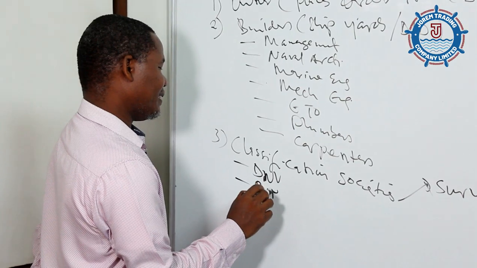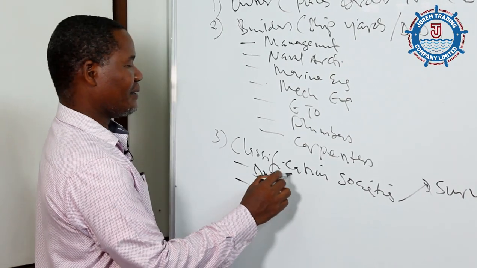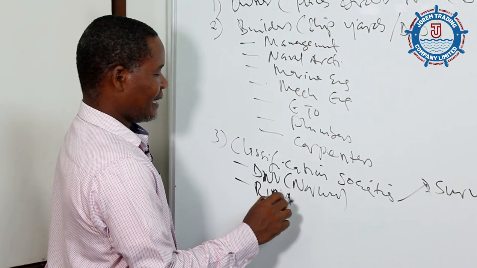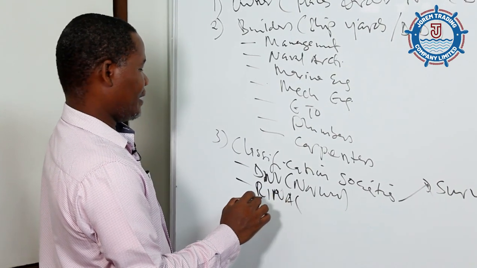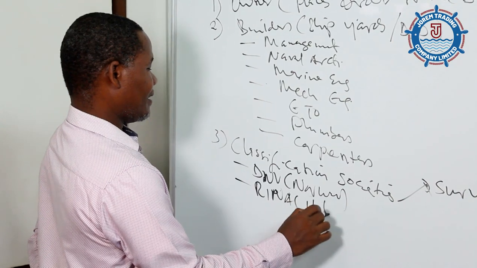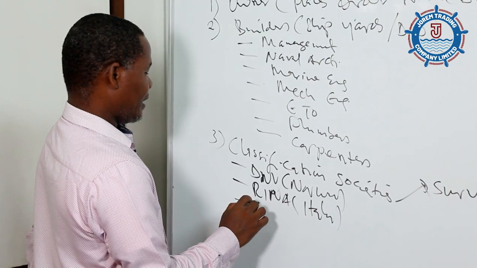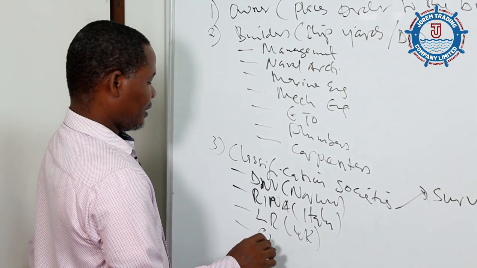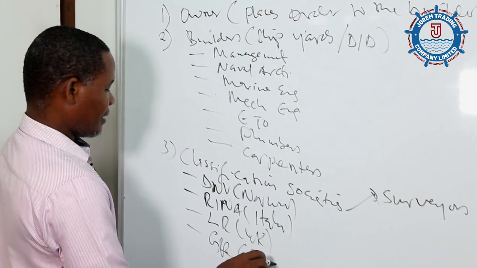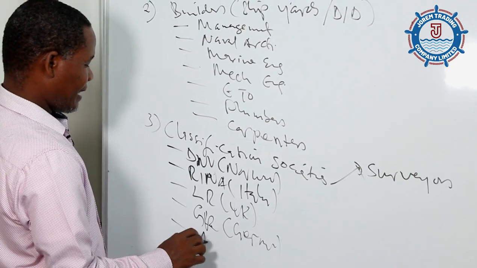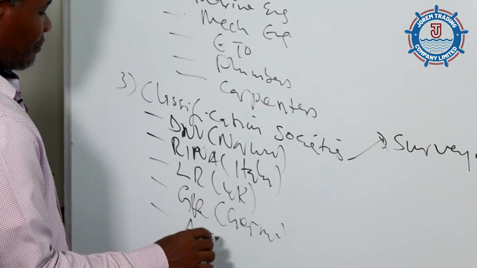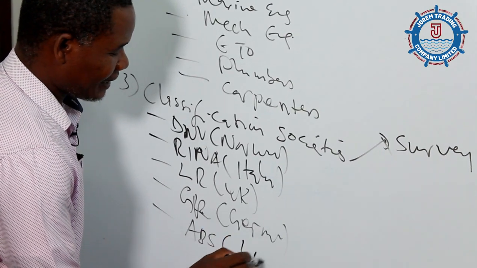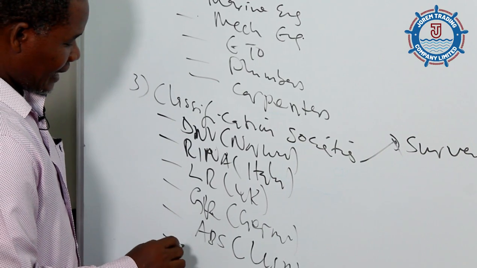We have DNV, Det Norske Veritas, from Norway. We have RINA, Registro Italiano Navale, from Italy. We have Lloyd's Register, from the UK. We have German Register, from Germany. We have the American Bureau of Shipping, from USA.